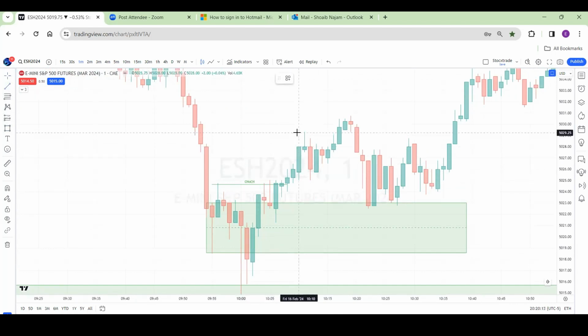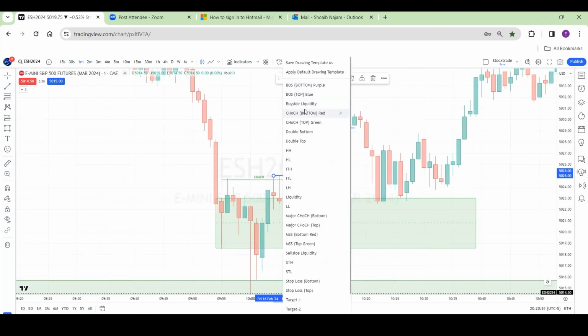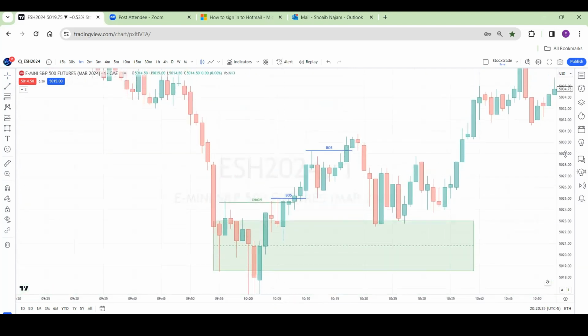You also need to see if there are breaks of structure, then it's really good. I can see this is a break of structure. There is another break of structure here. So I see the break of structure, I see the change of character. I also want to see one more thing, but it is not there.